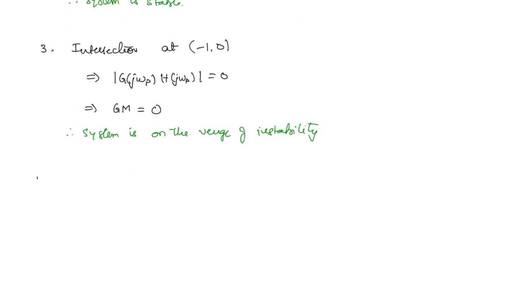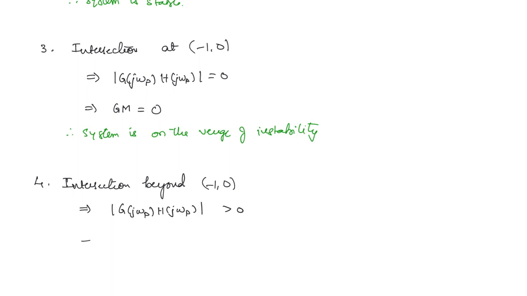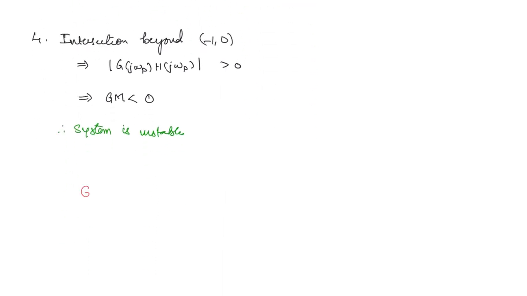And finally, the last case is when the intersection is beyond the critical point (-1, 0). This means the magnitude at the phase crossover frequency is going to be greater than 1, and so this will result in a negative gain margin. You can thus conclude that the system is unstable. So what is the conclusion here? If the gain margin is greater than 0, then the system is stable. If gain margin is equal to 0, then it is on the verge of instability or marginal stability. And if GM is less than 0, the system is unstable.